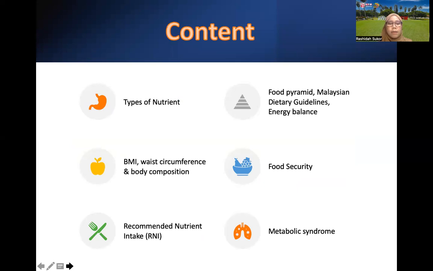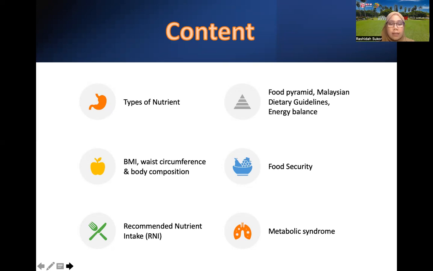Okay, so this particular topic will be divided into a few sections. First is the type of nutrient, which I will not cover so much because this has been covered in depth for each of the nutrients for the macro component and also micro component. Then we will go through the food pyramid, which follows the Malaysian dietary guidelines, and the energy balance and energy expenditure that we have to follow according to the guidelines.